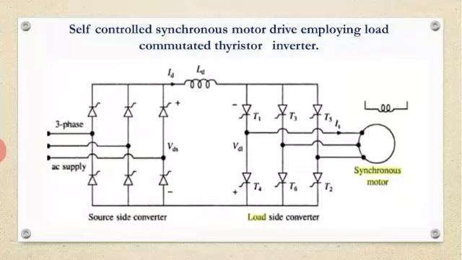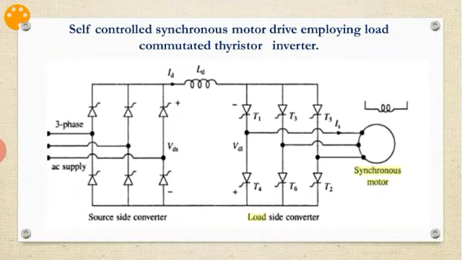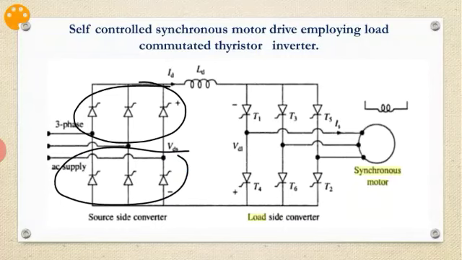Now, the source side converter is a 6 pulse line commutated thyristor converter. Six pulse means six thyristors are used, 1, 2, 3, and so on, a total of six thyristors, which are line commutated. Line commutated means natural commutation, which I have already discussed in power electronics. During the negative half cycle the thyristor is reverse biased and turns off. Commutation is the process of turning off a conducting thyristor. So these are line commutated thyristor converters.